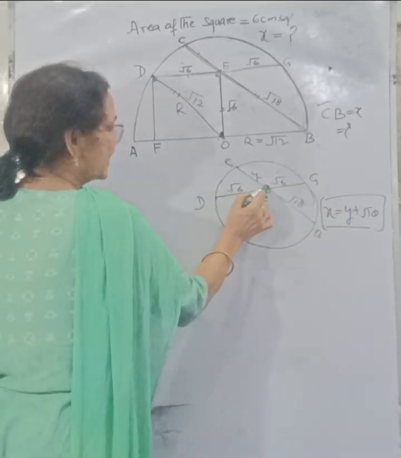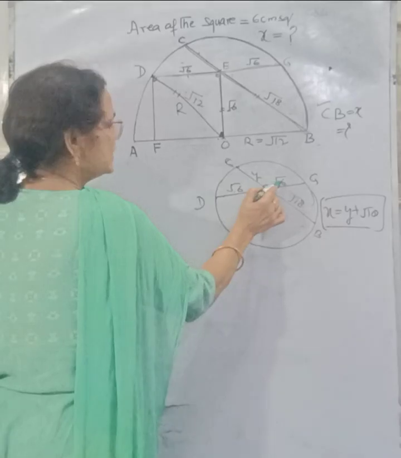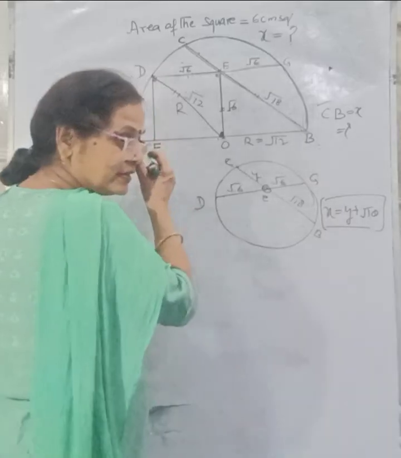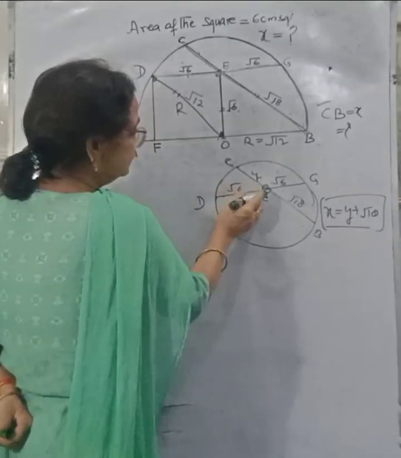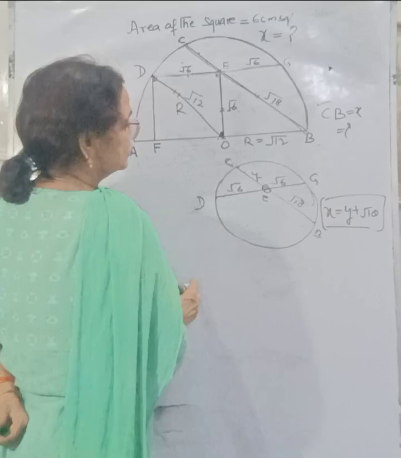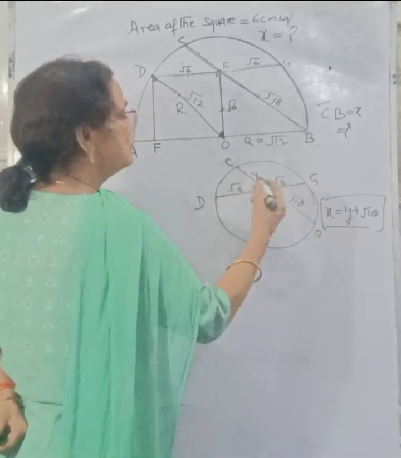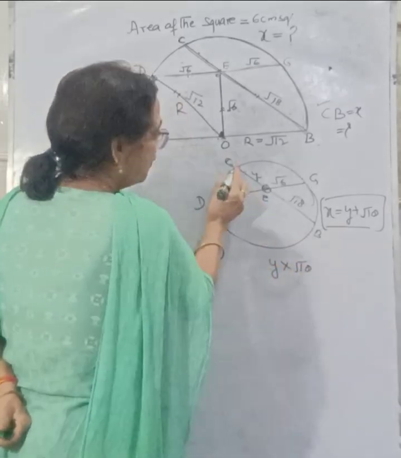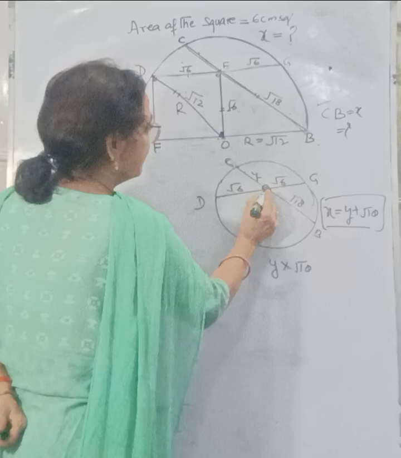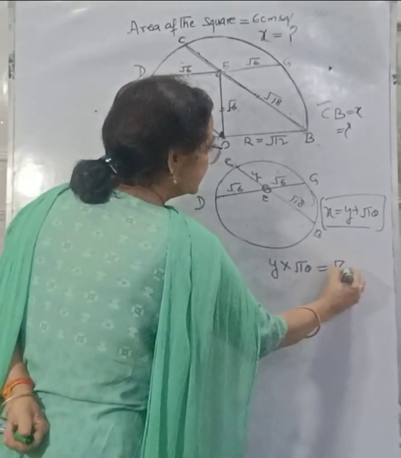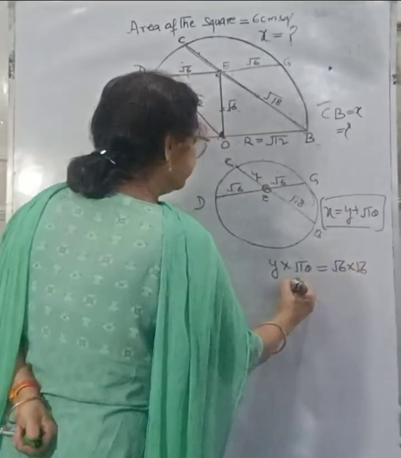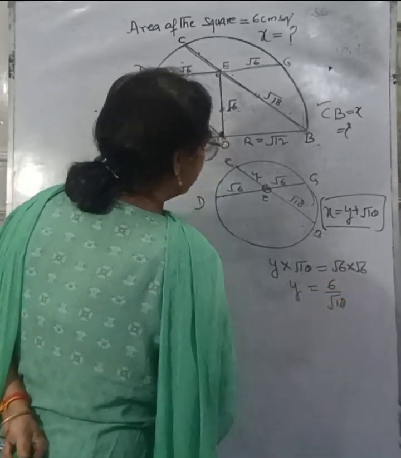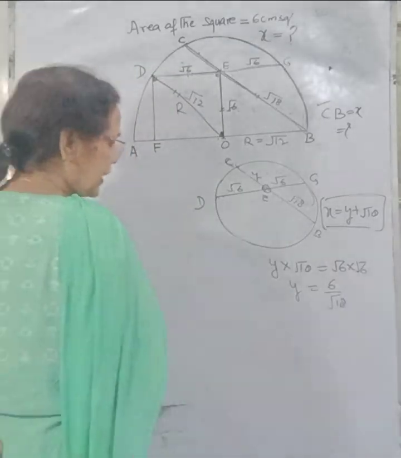So the product of their segments at point E is root 6, root 6, and y and root 18. Applying the theorem that when two chords intersect, the product of the segments of the chord is always equal, we can say y into root of 18 will be equal to root 6 into root 6. It means y will be equal to 6 upon root of 18.